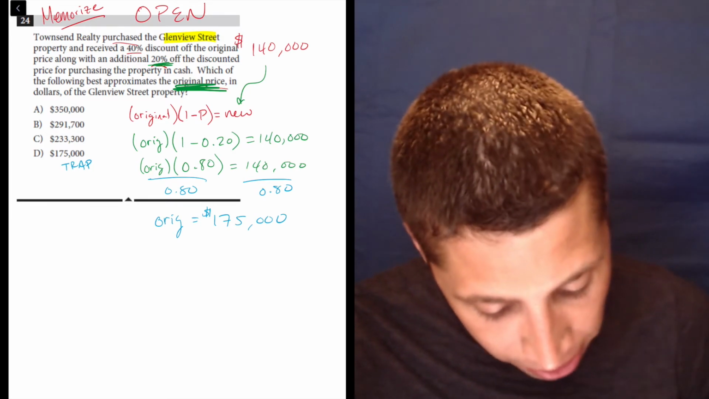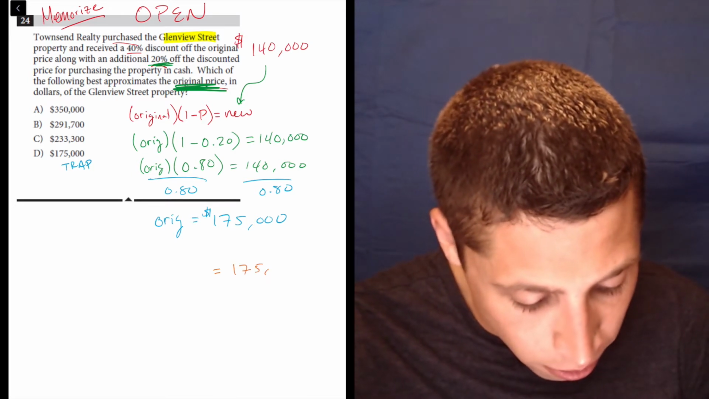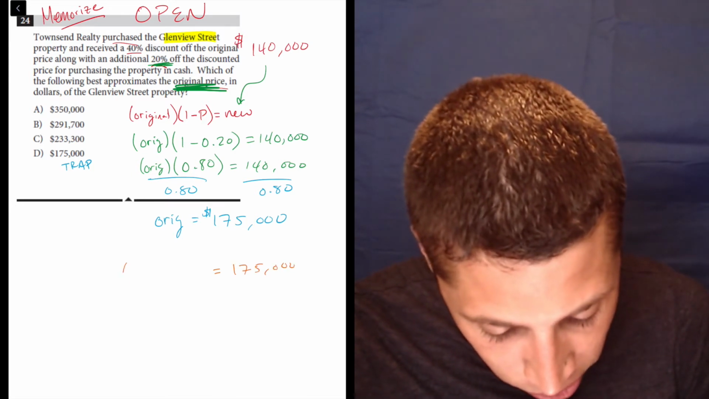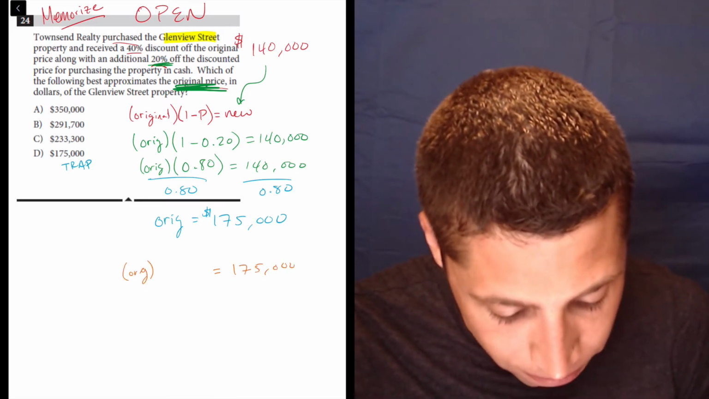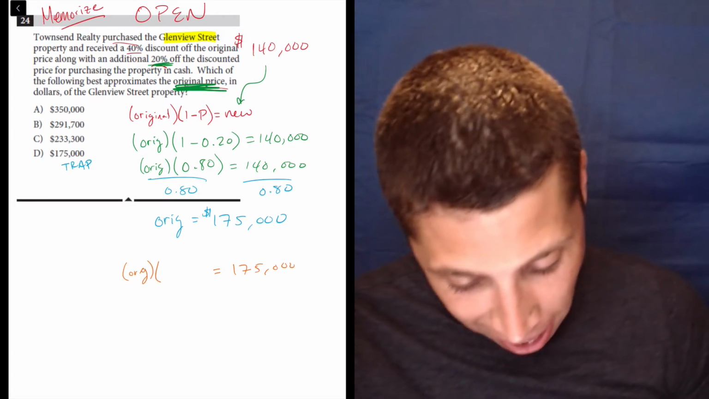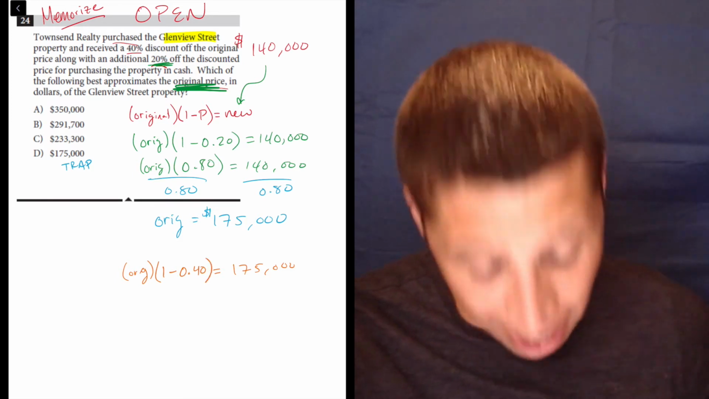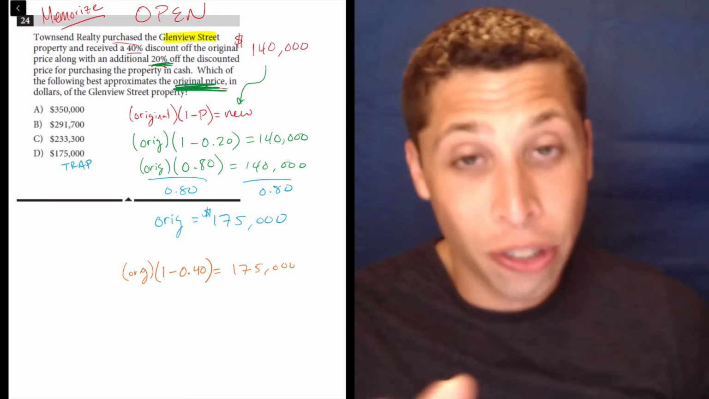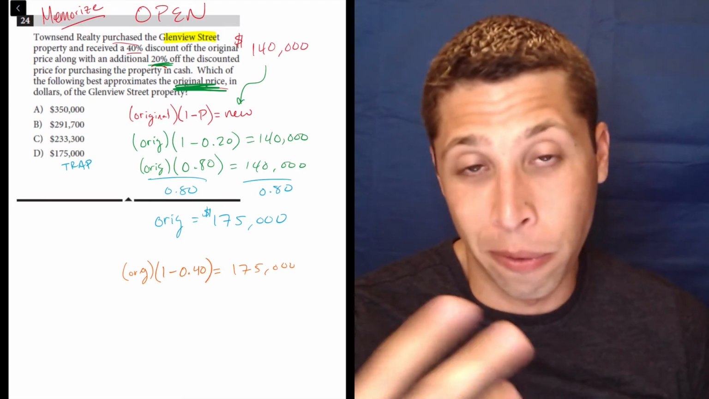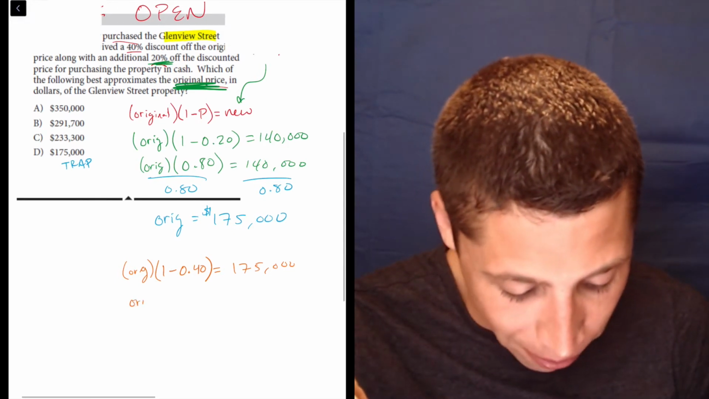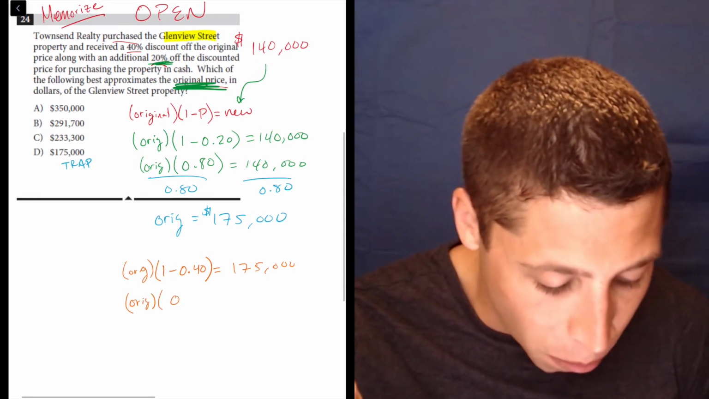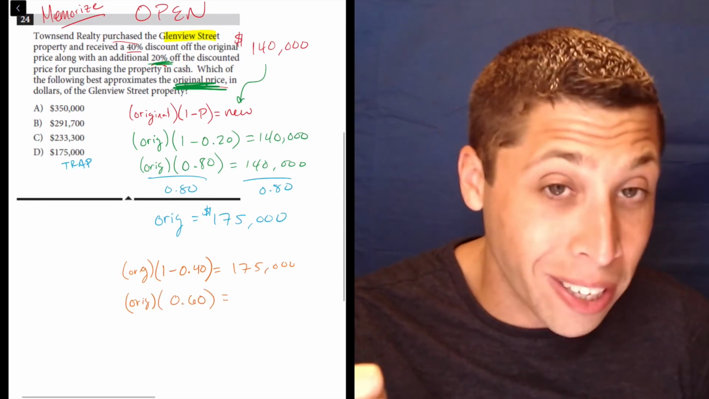We now take this as our new value, and we need to reverse the discount to find the original, and that is going to mean we reverse a 40% discount, which looks like this. We take away the 40%. That means we're multiplying by 0.6.